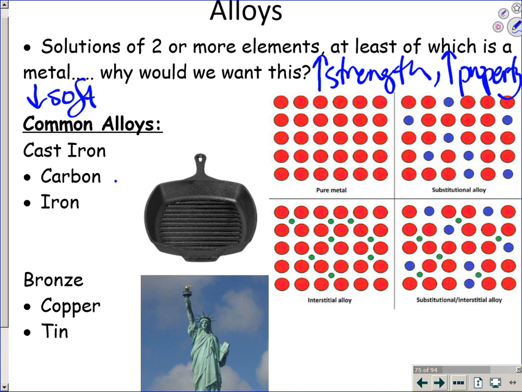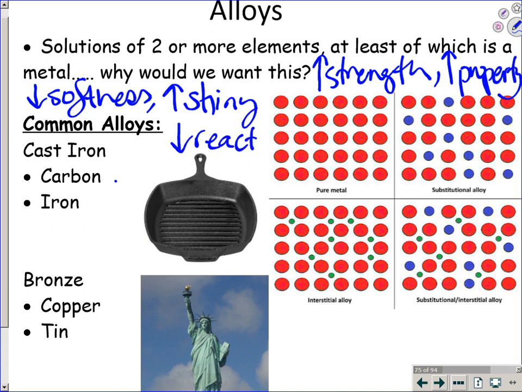Or we might increase the shininess, or we might decrease the reactivity. There's a lot of things we want to do with metals to either make them more durable, make them last longer, and that's what we're going to do by alloying, or making an alloy.